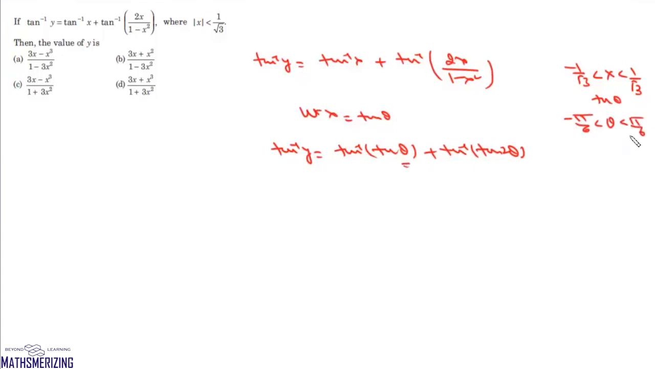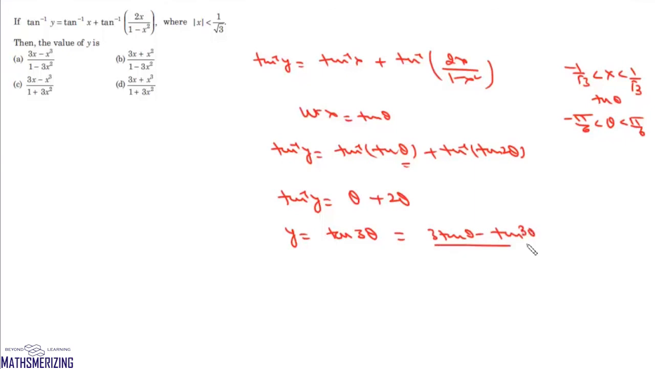Now this theta lies in principal value range. So it'll be simply theta, and 2 theta will also lie in principal value range. So it'll be simply 2 theta. So we can write this y as tan 3 theta. Now tan 3 theta is 3 tan theta minus tan cube theta upon 1 minus 3 tan square theta. So it will be 3x minus x cube upon 1 minus 3x square, and that's your option A.